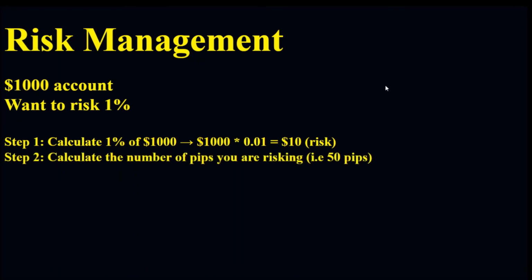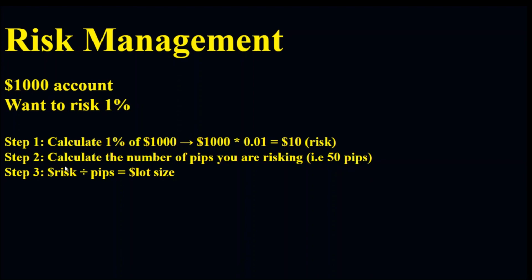Step 2, we have to calculate the number of pips that we're risking, right? So let's say, for example, that we're risking 50 pips in this trade. We have a 50 pip stop loss in this trade. Well, now that we know how much we want to risk, $10, and the number of pips that we're risking with our stop loss, how do we know what lot size to use? Well, here's a formula that you definitely want to remember, because this is going to show you how to calculate an appropriate lot size to use if you want to risk just 1%.